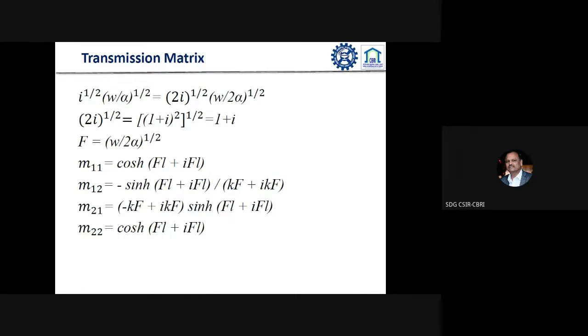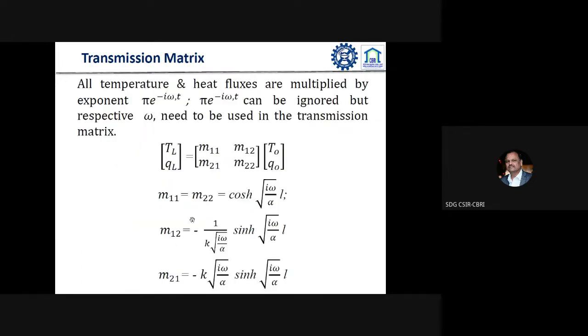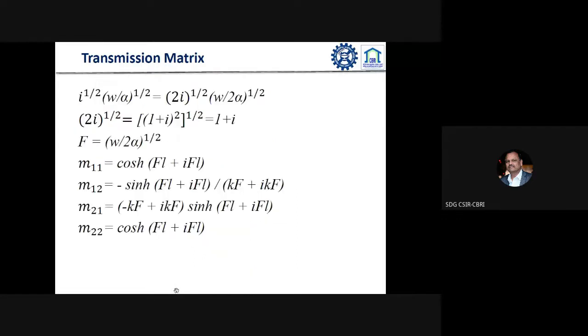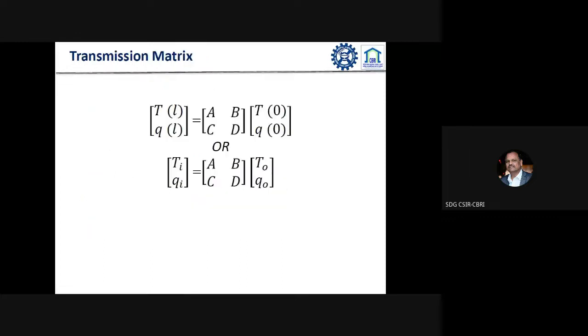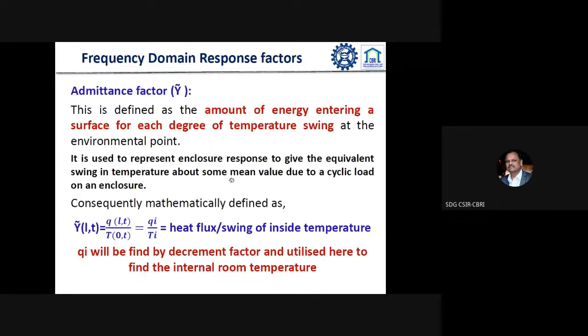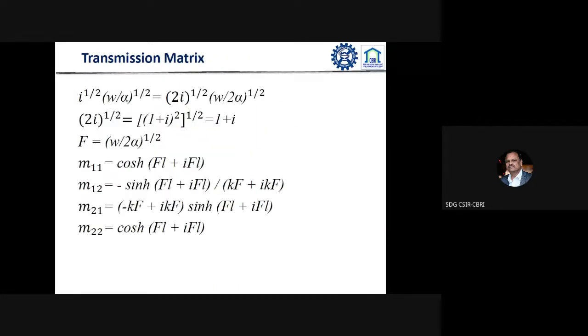So again, to simplify this, we can find M11, M22, and M12 and M21. If you solve this, we get these particular equations. So at the last we get ABCD, which we can find with respect to M11.